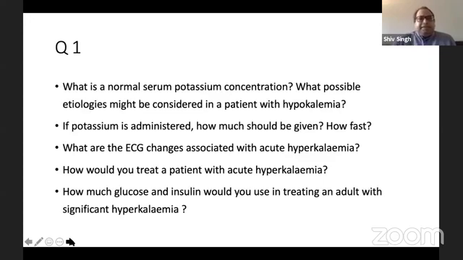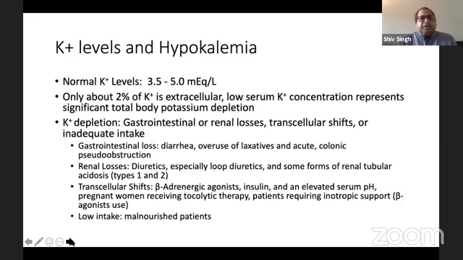Then what are the ECG changes associated with acute hyperkalemia? How would you treat a patient with acute hyperkalemia? This everybody should know. And how much glucose insulin should you use in treating an adult with significant hyperkalemia? So a very clinical question.